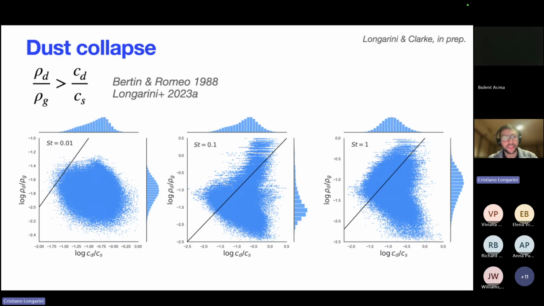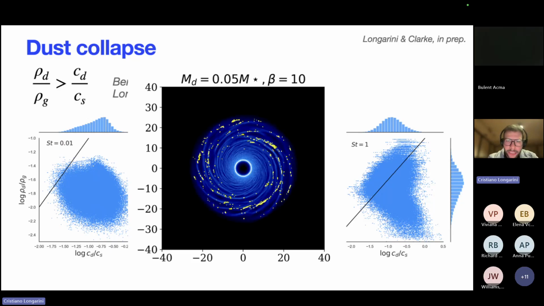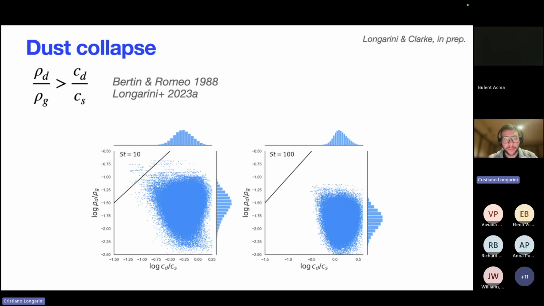And if we want to map their position, you can see here the yellow points. So these particles are likely to be inside the spiral arms, where the dust concentration is higher and the velocity dispersion is lower. And then if we, for example, study higher Stokes number, 10 or 100, you see that here, basically no particles are in this region of the parameter space.